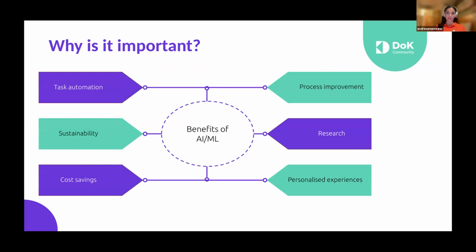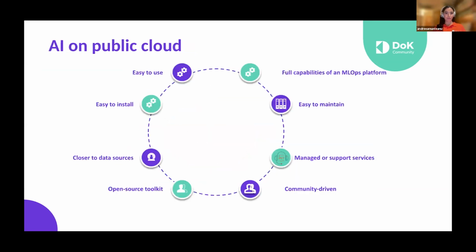Then, again, I think this is a bit obvious, but why is it important to run artificial intelligence? Well, I think it started initially with research, and that's something that we see heavily in the industry. But nowadays, it goes far beyond, from personalized experiences to process improvement, task automation, or cost savings. We can all easily find reasons why we should use AI, and I don't think it's necessarily needed for me to go into details.